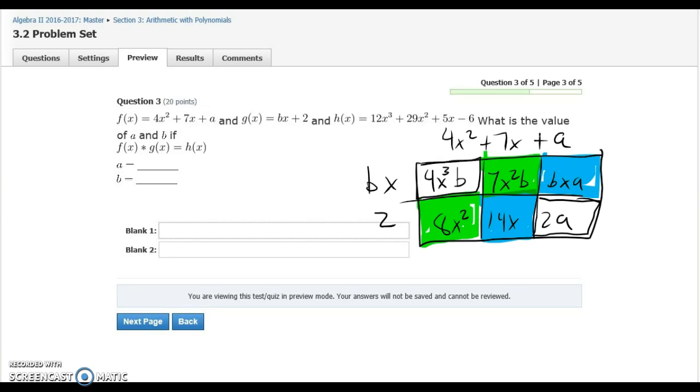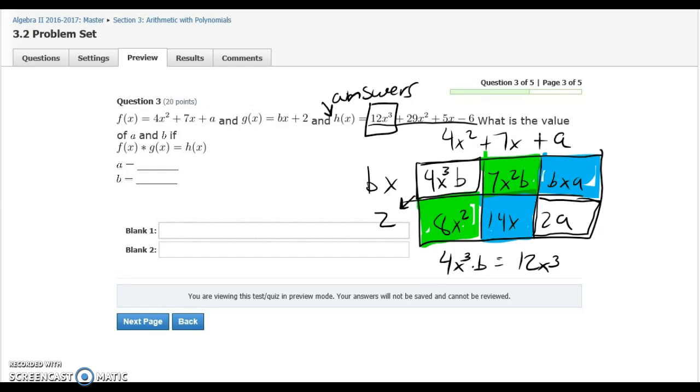So our answer here is already given. It's already given up here. So I can say, well, this represents all the cubes. 4x cubed times b represents all the cubes. What are all the cubes? All the cubes are 12x cubed. I know that because h of x is my answer. This is the answer right here.